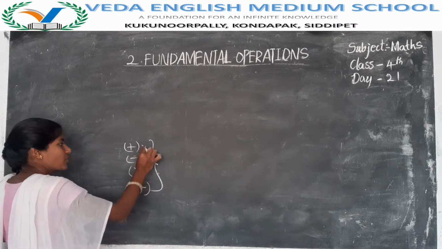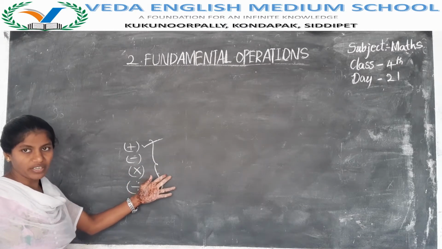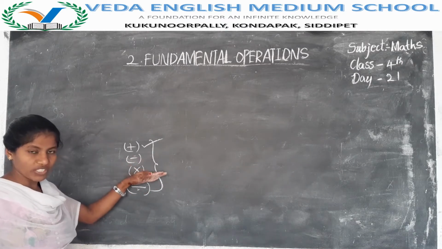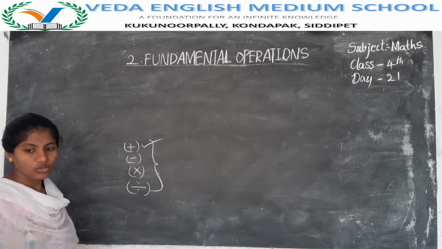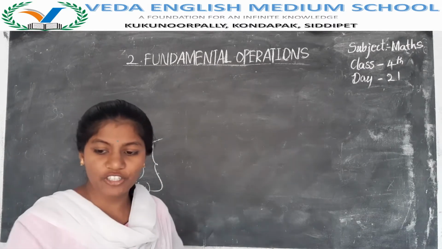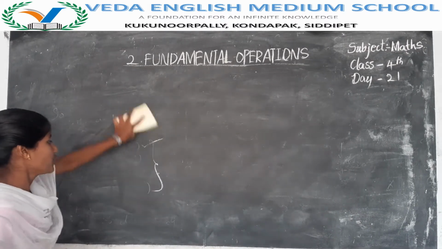First here we have addition. We will learn how to do addition. After the completion of addition we will go for subtraction, next multiplication, next division. One by one we will learn. So first is about addition.